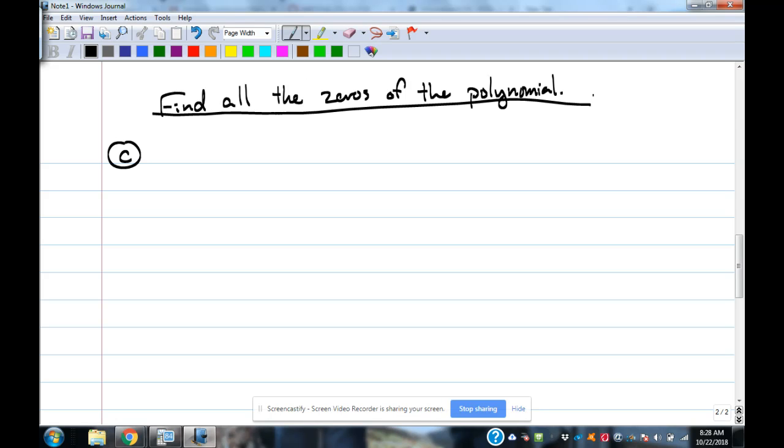And when I say all the zeros, I mean if we get complex ones, we're going to find those as well. So all that's still involved. It's the same as what we've been doing. The only difference is we're not given one at the beginning. We've got to come up with it on our own. I'm going to show you how to come up with that.